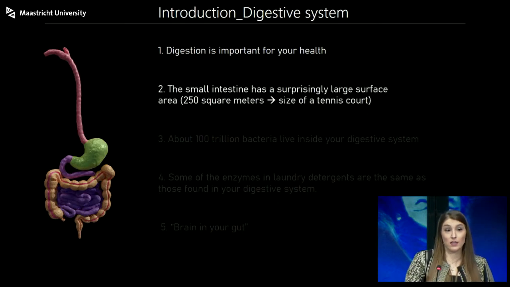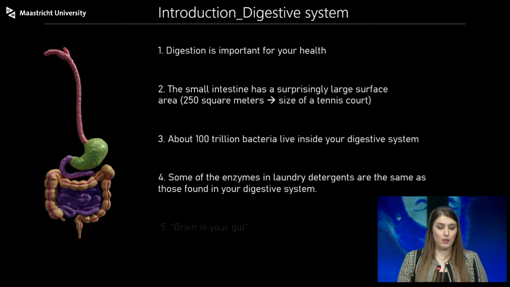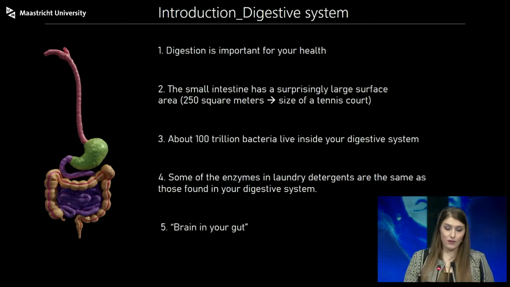The small intestine has a surprisingly large surface area, which equals the size of a tennis court for an adult. Usually, we associate bacteria with negative effects, but in our digestive system, about 100 trillion bacteria reside, which have both positive and negative effects. Some of the enzymes that we find in laundry detergents that are used to remove stains, you will be surprised, but they are the same as the ones found in your digestive system. And finally, the nervous system of the gut is equipped with its own reflexes and senses, and in this way, it can control the behavior of the gut independently of the brain.